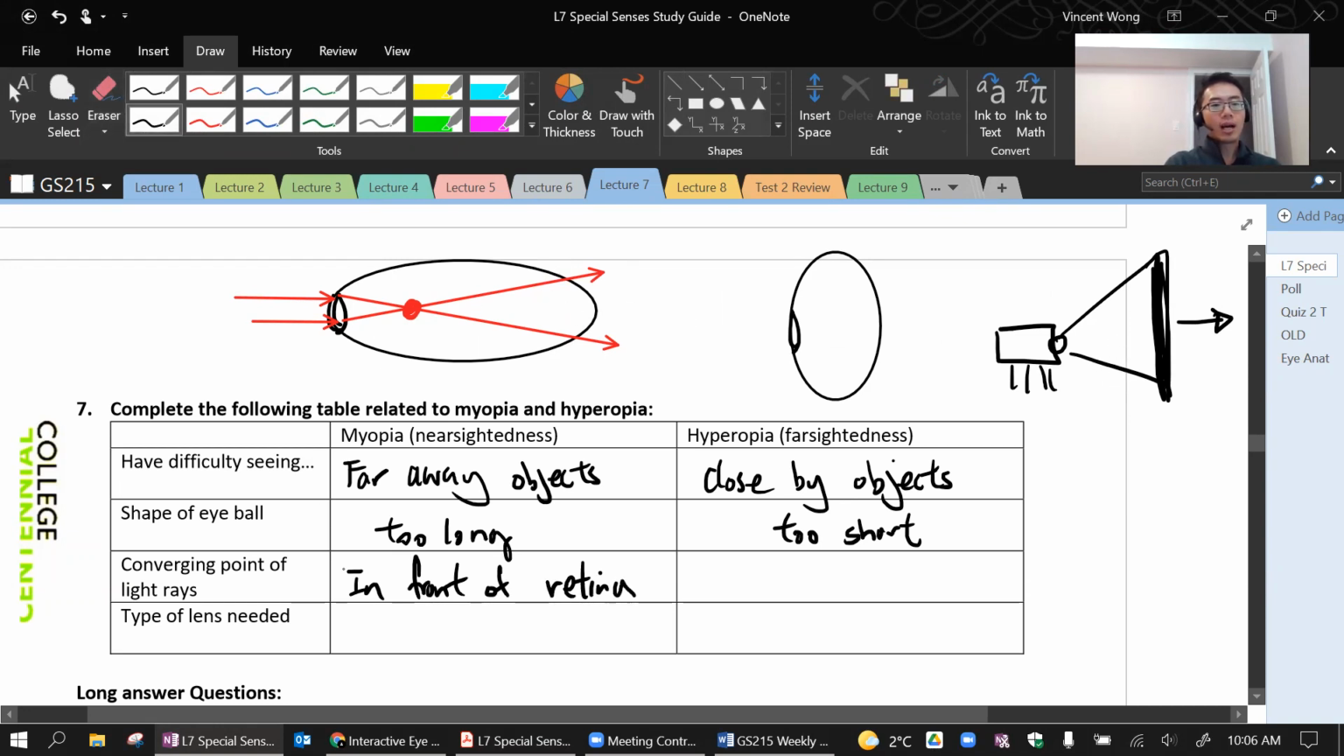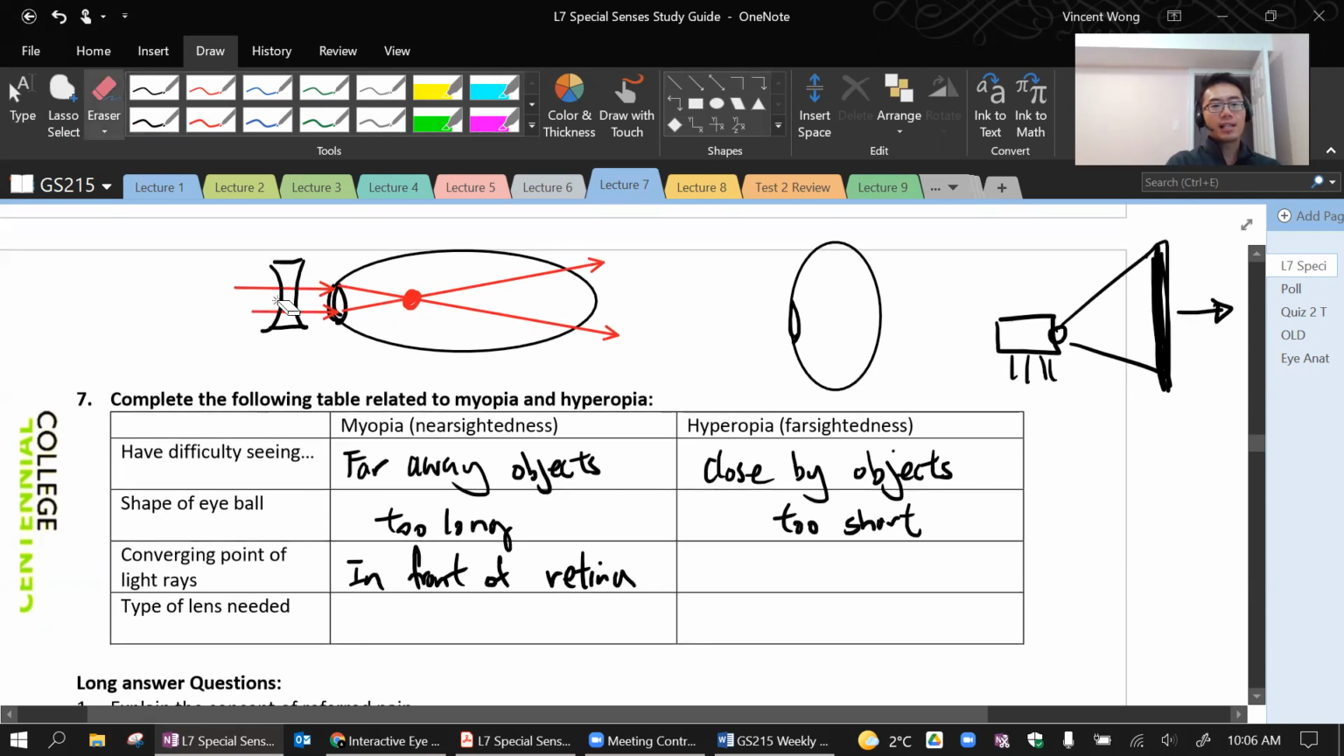Okay. So how do we fix it? Well, to fix this problem, we are going to wear a diverging lens. A diverging lens is going to spread the light rays out a little bit before it enters our eyes. So we'll just spread it by the right amount such that it will converge on the retina again.